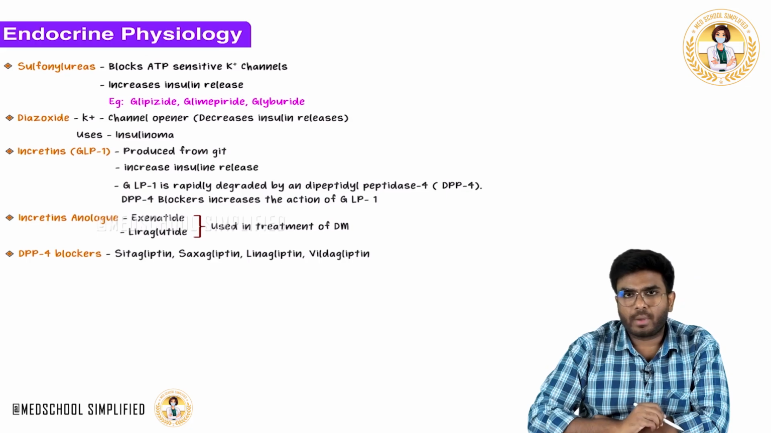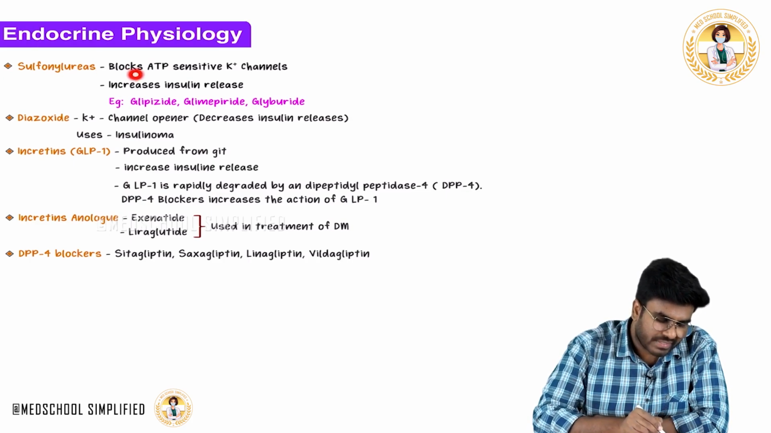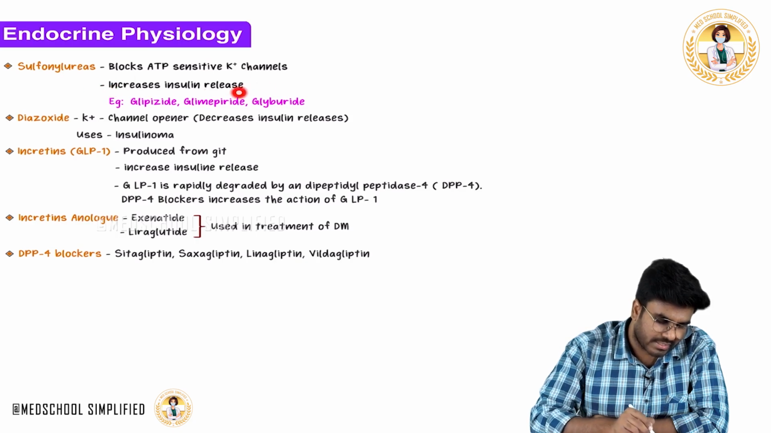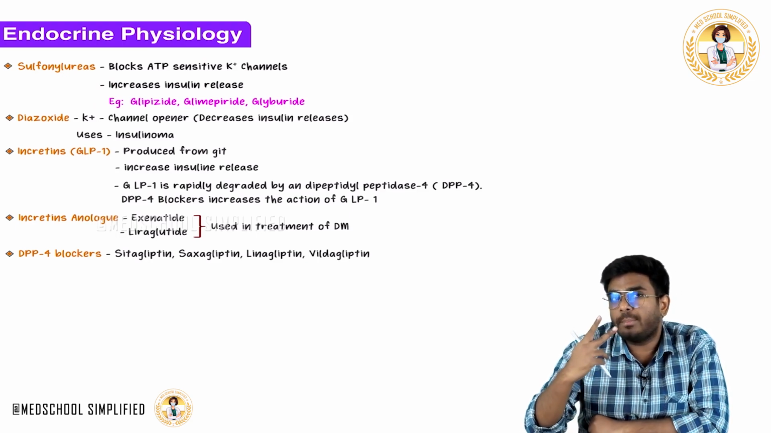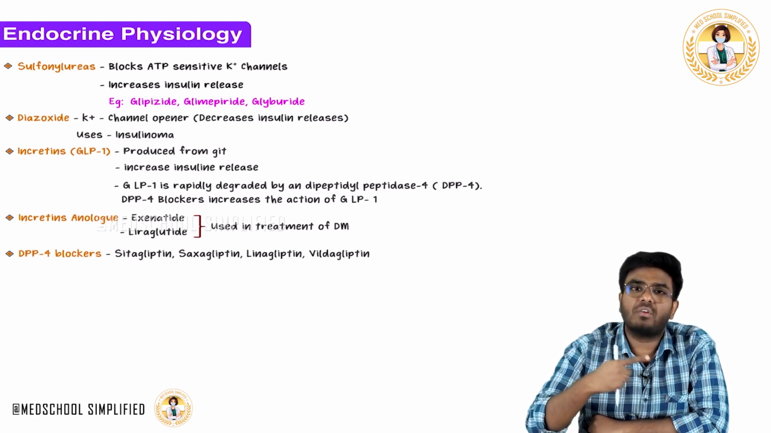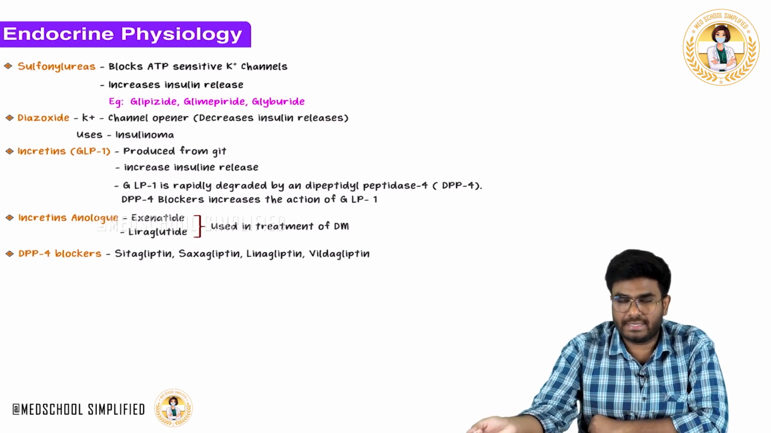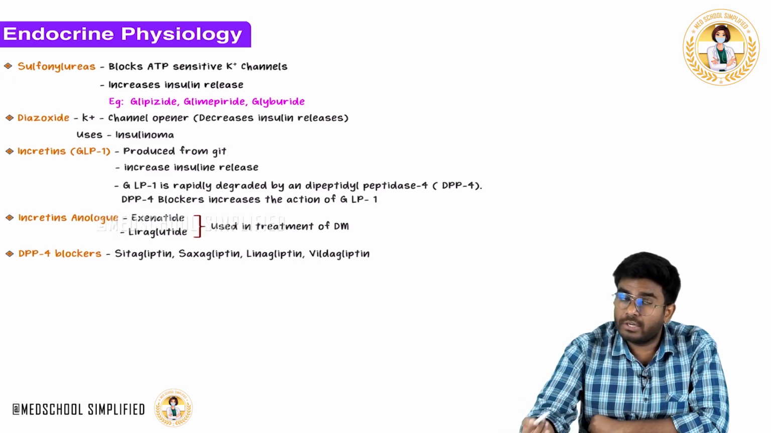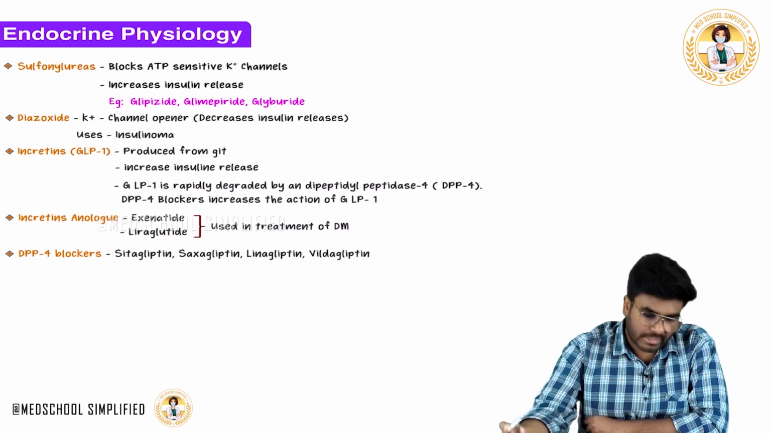Already we have discussed this when we discussed how insulin is released. So sulfonylureas block the ATP sensitive potassium channels, and when they do, more and more insulin is released. So sulfonylurea is considered an insulin secretagogue. There are two important groups of drugs which are insulin secretagogues: sulfonylureas and meglitinides. I used to remember it like SUMI: SU, sulfonylureas, and ME, meglitinides. They block the ATP sensitive potassium channels, leading to more release of insulin.